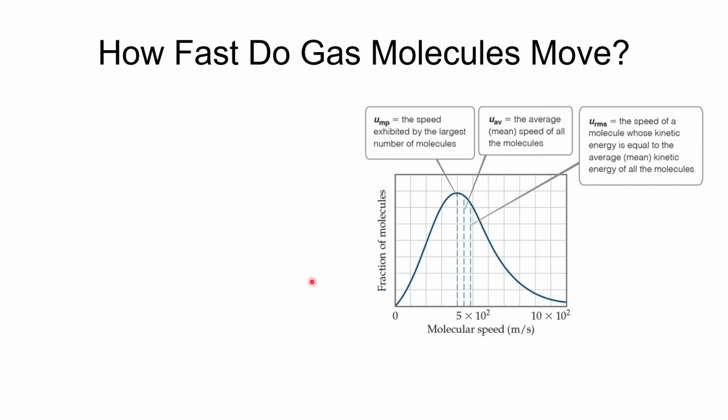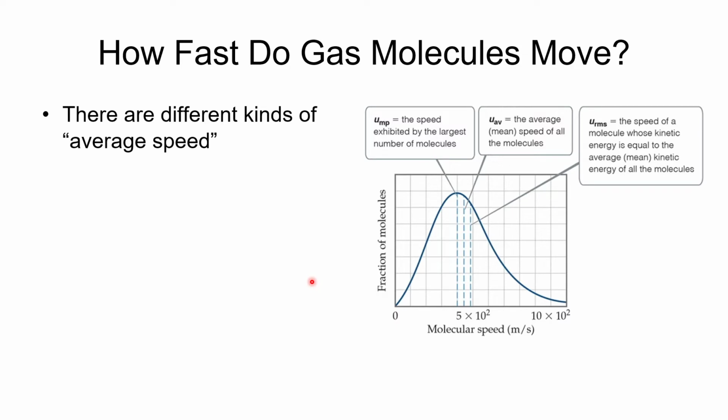So let's look at how fast do the molecules actually move. Well, the answer to that question depends largely on what do you mean by how fast? What do you mean by speed? And so there's a couple of different speeds that we can measure, and it turns out one of them is going to be much better for our calculations. So there are different kinds of average speed. One is called the most probable speed. In statistics, we would think of this as the mode, right? What speed are more molecules moving at any given time? So it's the most probable, and it's going to be the top of this peak.